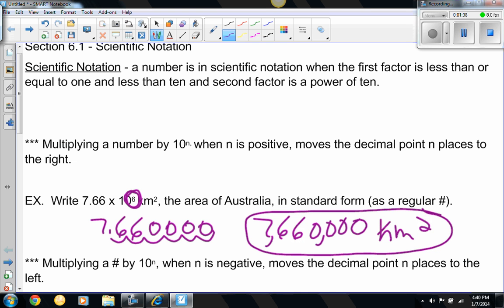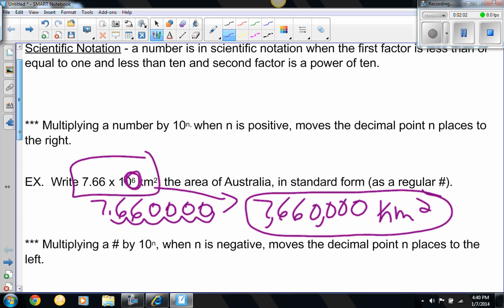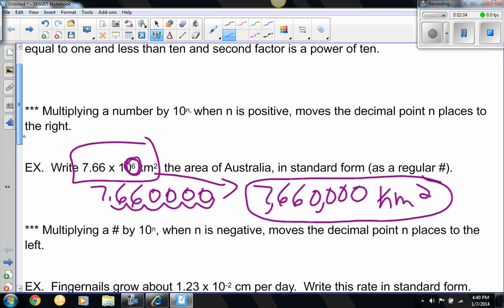Now, why do people use scientific notation? When they're dealing with really big or really small numbers, it's just easier sometimes to write it in a shortened form like this, as opposed to all of these numbers. Now, this isn't that big of a number. I'd probably just write it out. But when you're talking about the distance from the Earth to the Sun or something like that, you're talking tons of miles. So then you're not going to want to write out that whole number. So that would be a time when you'd want to use scientific notation.